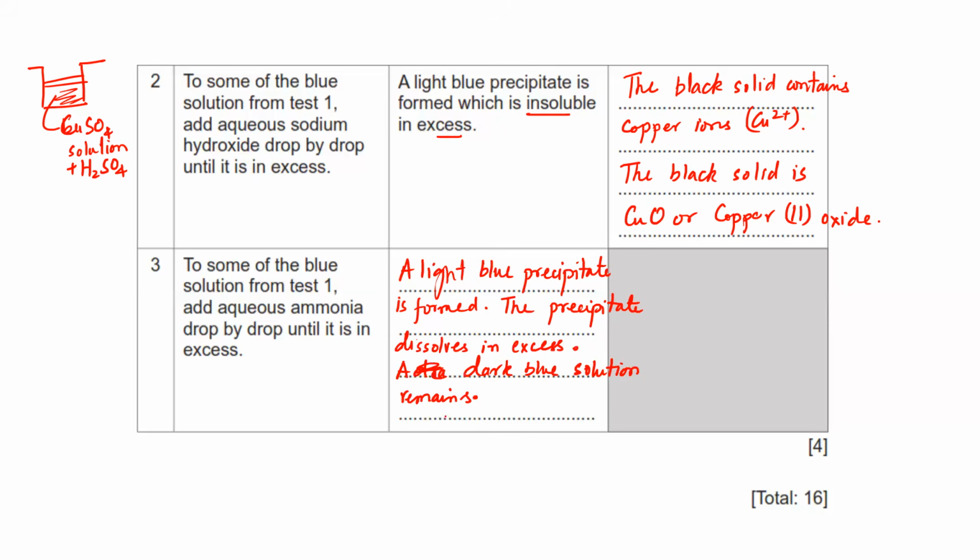And this dark blue color is because of the complex ion, which we call tetraammine copper. Okay, so basically this is a test for copper. The tetraammine copper generates this dark blue color, which is different from the blue precipitate that was insoluble in sodium hydroxide earlier. So this is how this whole thing goes.